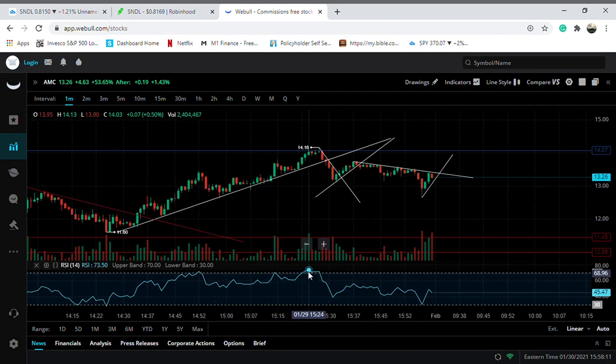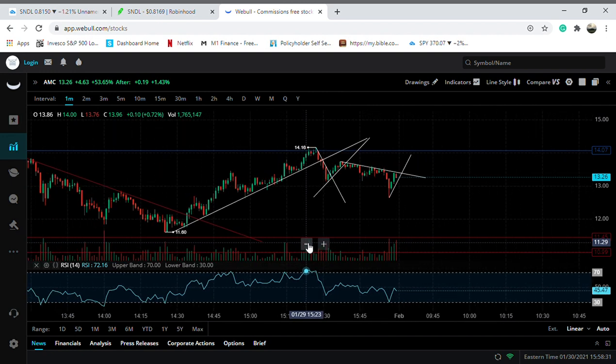Now, let's say this does not get above here. Because once it breaks here, I know that it's going to break 14 if it gets above this resistance line here. If it can get above this, I know it's going to break 14. This is me, personally. I'm not telling you guys to buy or anything.